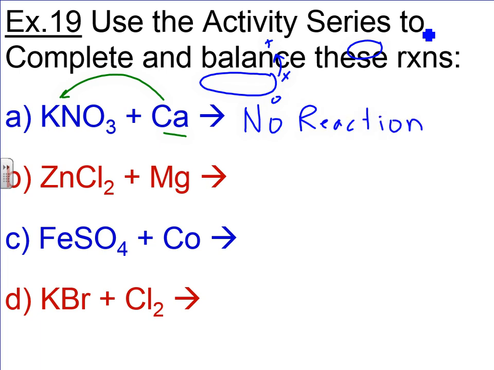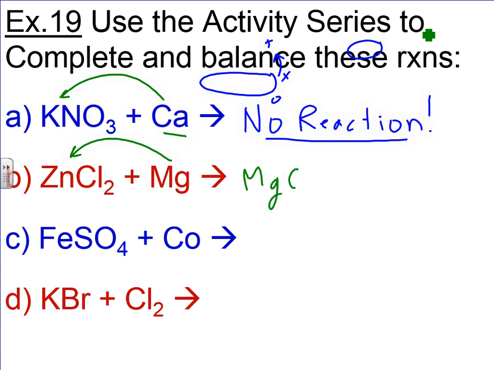How about magnesium versus zinc? You're asking the same question. Can magnesium replace the zinc? Well, is magnesium higher up than zinc? Yes, it is. Check the activity series. You'll see that magnesium is more active than zinc, which means this reaction will take place. Magnesium will react with zinc. So we can actually put magnesium chloride and zinc. And then the equation should be balanced as it is.